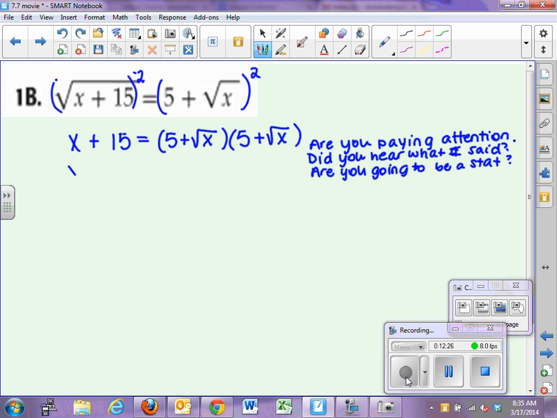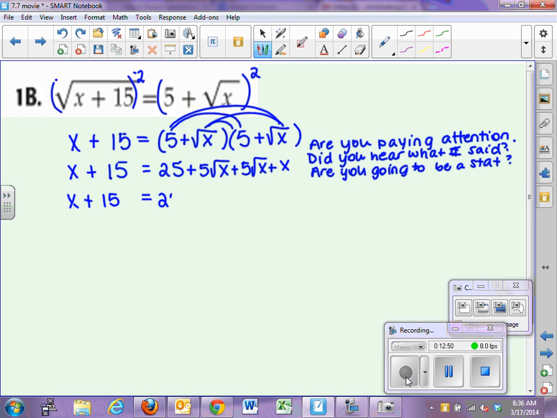All right, so what do we get? We get x plus 15 equals 5 times 5 is 25, and 5 times square root of x is positive 5 square root of x. 5 times square root of x, so plus another 5 square root of x, and then square root of x plus square root of x is x. We have x plus 15 equals 25 plus 10 radical x plus x, and we move these two to the other side, subtracting 25 and subtracting x.